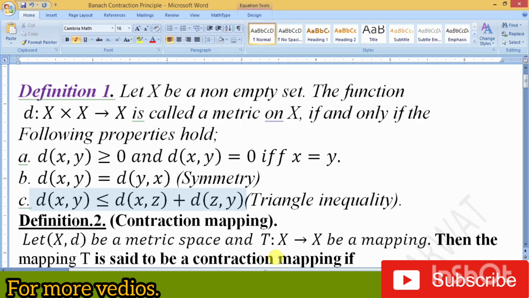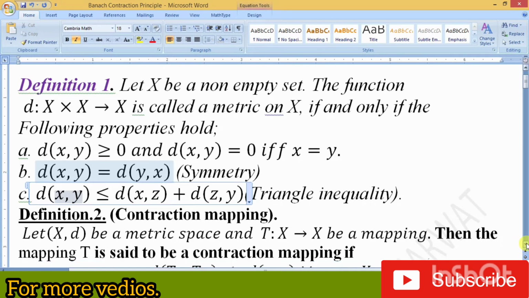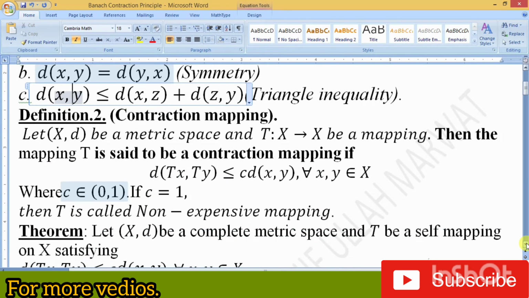Today we shall discuss the Banach Contraction Principle, which plays a keystone role in fixed point theory. Before discussing it, let's see the definitions first. It is the definition of a metric space along with three properties. The first is non-negativity: the distance should be positive. The second is symmetry, and the third is the triangular inequality. All these properties will have to be used in the proof of the given theorem.